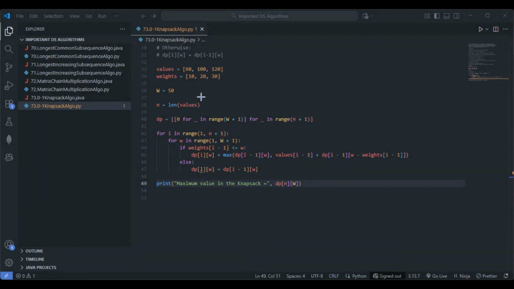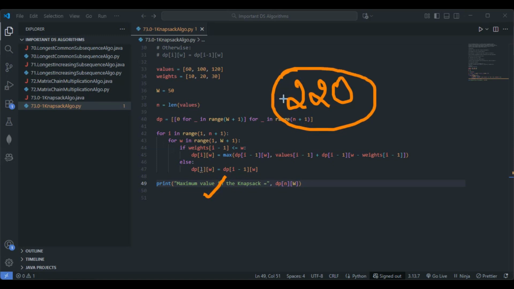Maximum value in the knapsack, we have to get 220 here, right? So the maximum value in the knapsack equals 220. So the output that we need to get here is 220. Why we need to get 220 here? First thing, let me explain this one.